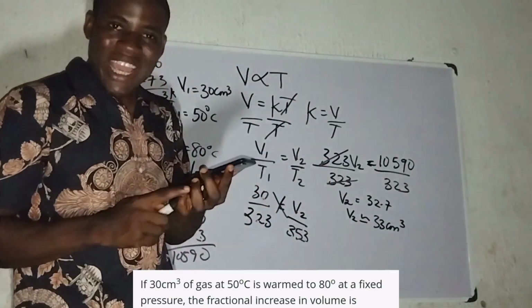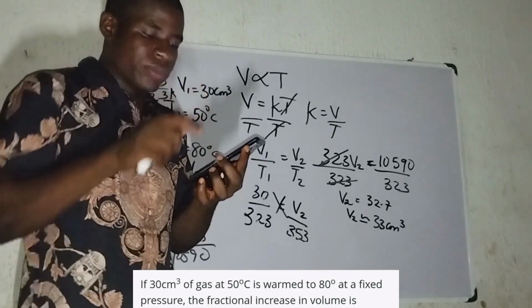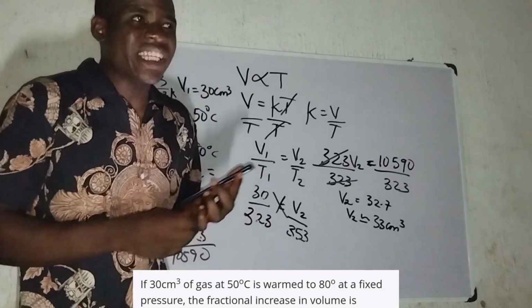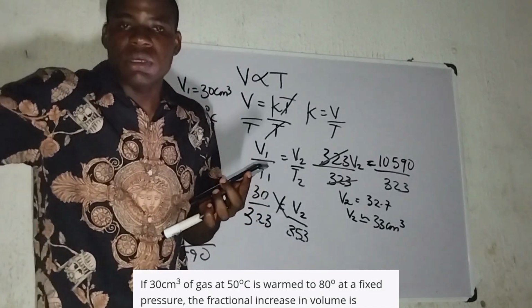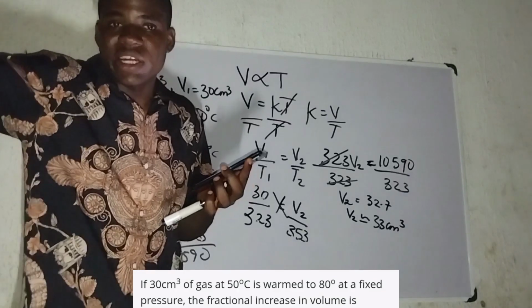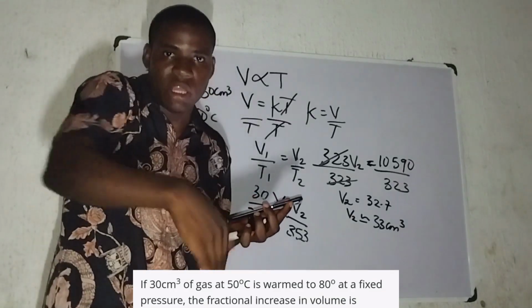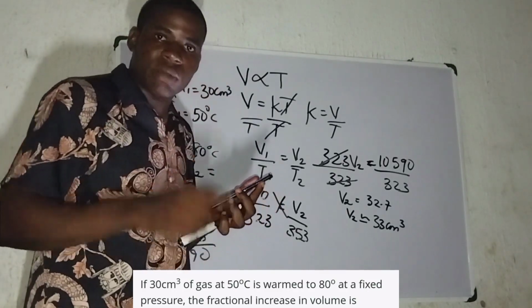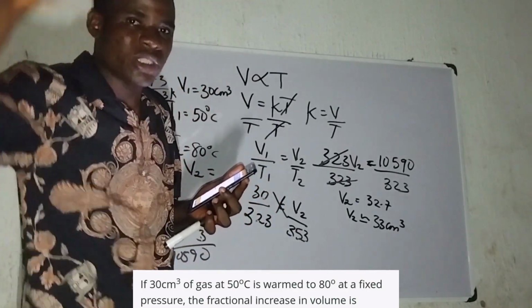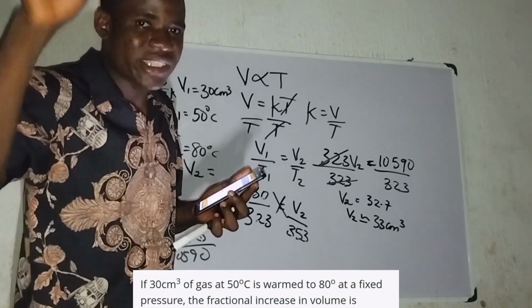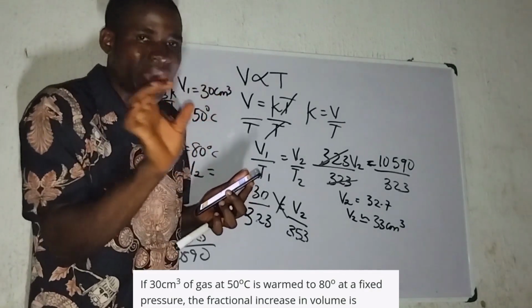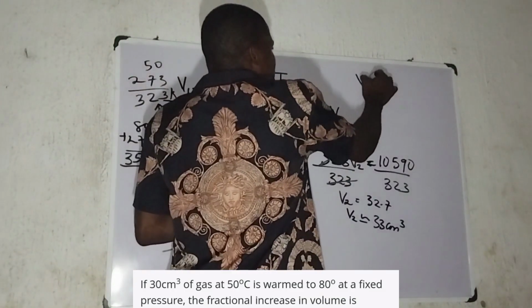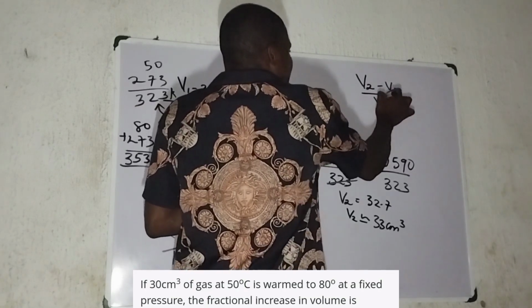Now, but the question says the increase in volume. What's the increase in volume? Increase should be the final volume minus the initial volume. But it is the fractional increase in volume. So it will be V2 minus V1 all over the initial. So the fractional increase in volume should be V2 minus V1 all over the original.